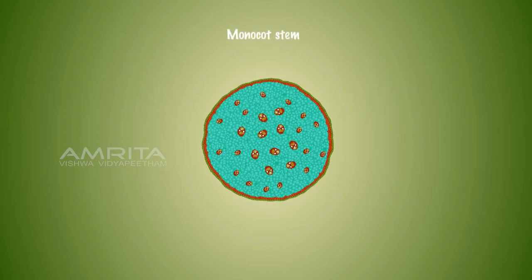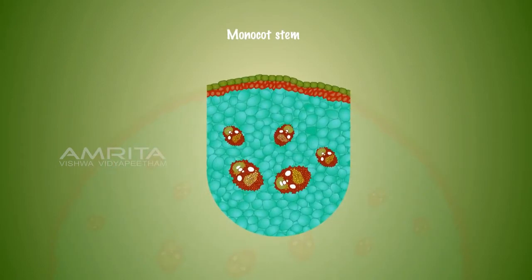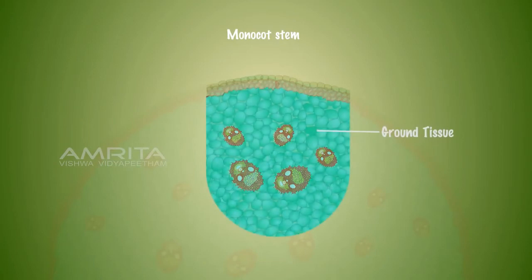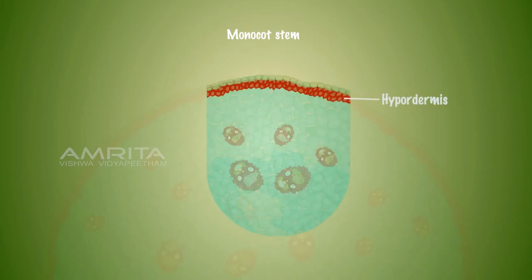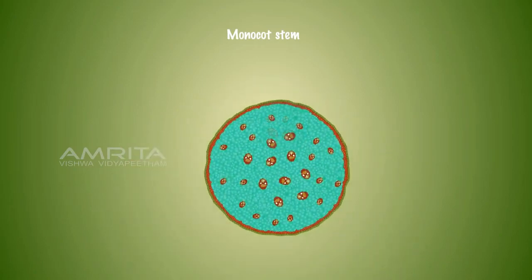Monocot stem. The internal structure of monocot stems reveals some differences with respect to that of dicot stem. The most significant feature of monocot stem is the occurrence of scattered vascular bundles and differentiated ground tissue. Epidermis is the outermost covering of the stem, made up of barrel-shaped parenchyma cells. Hypodermis lies between the epidermis and is made up of sclerenchymatous cells.